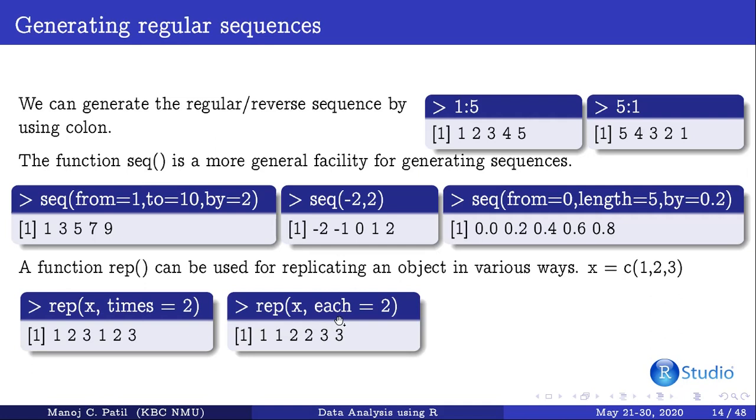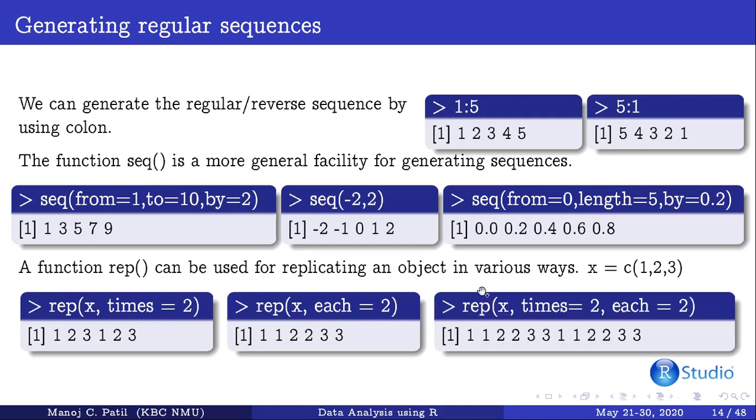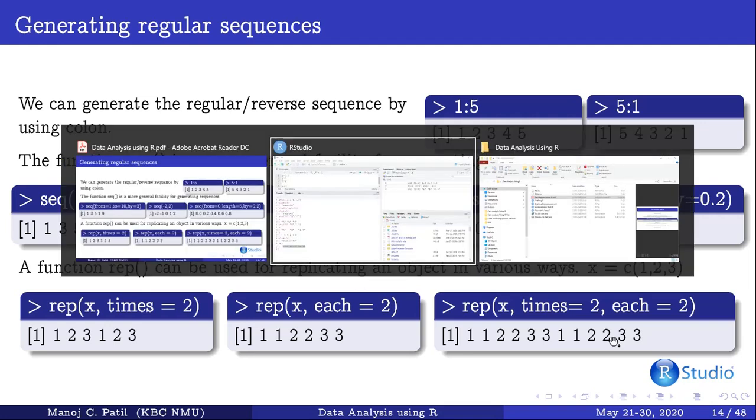We can also use times and each simultaneously. Observe this: rep x, times equal to 2 and each equal to 2. So it will generate a sequence with each element 2 times, and the whole sequence 1 1 2 2 3 3 is repeated 2 times. These are the regular sequences we can generate in RStudio or R software. Let's go for the demo.